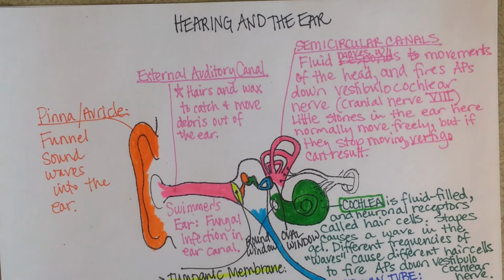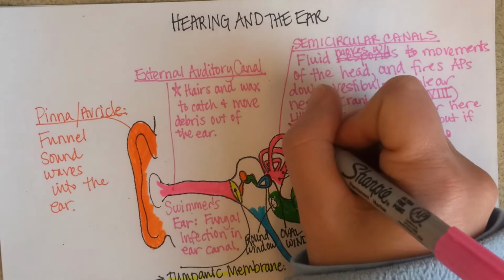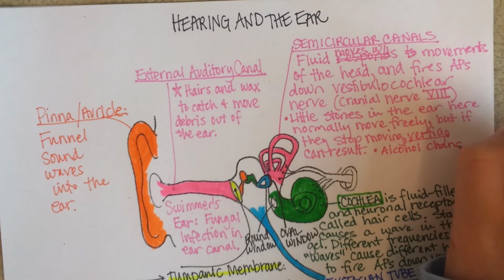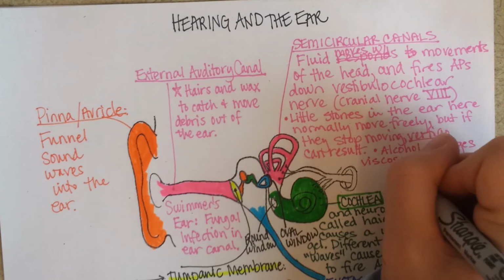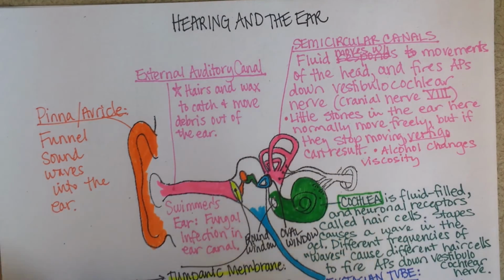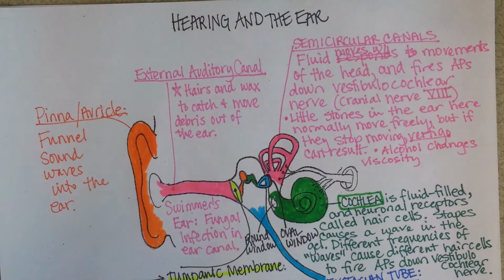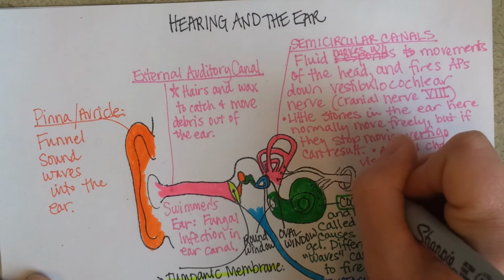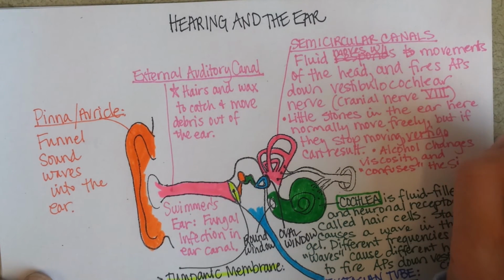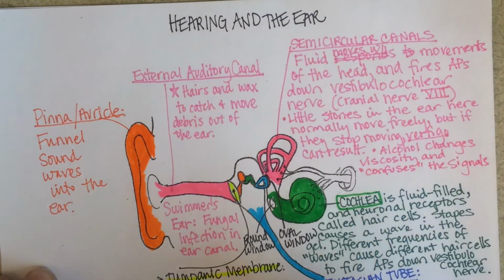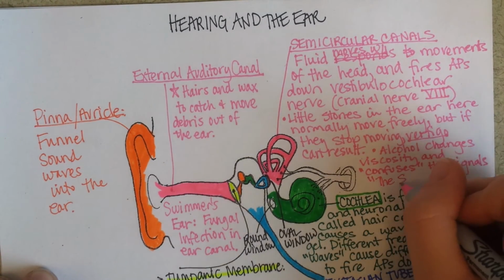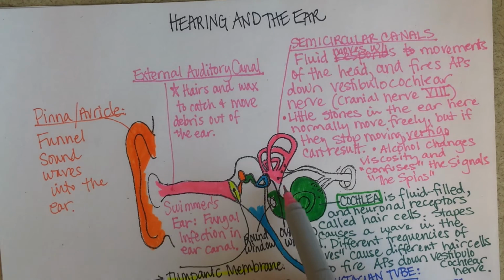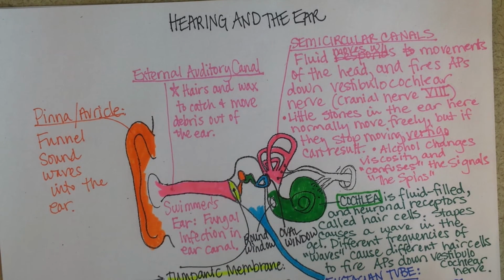Another interesting tidbit here is that alcohol changes the viscosity, and so the fluid will flow too much in some areas and not enough in other areas, and confuses the signals that are interpreted by the brain, and that is what they call the spins, because of the low density of alcohol as it diffuses into the semicircular canals.